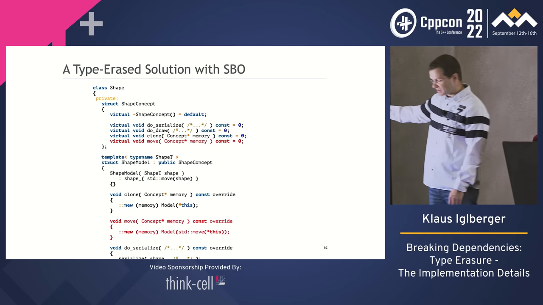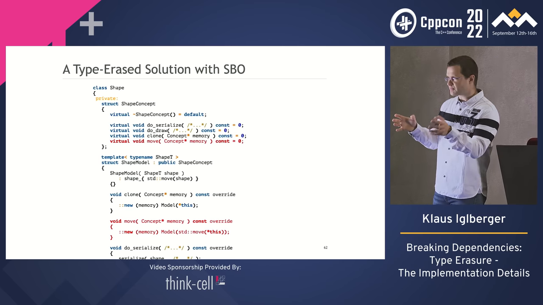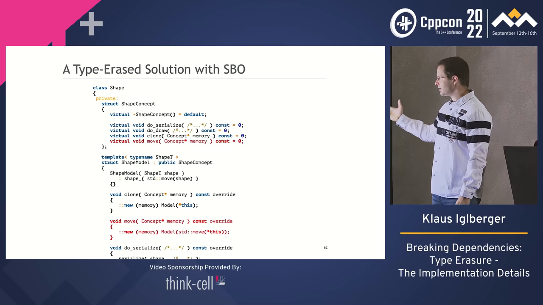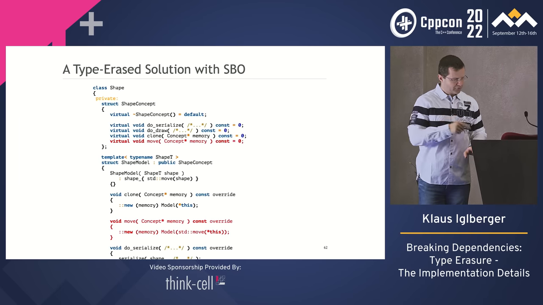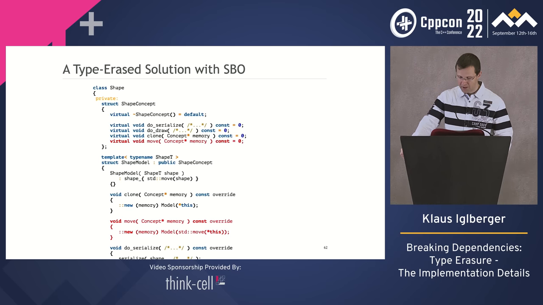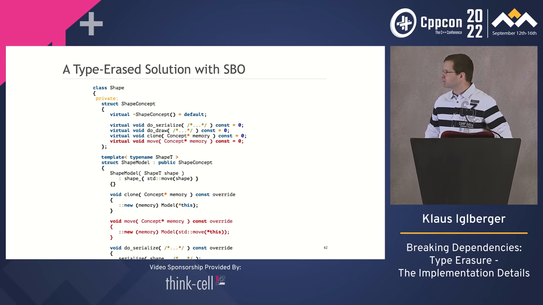Note, just to avoid misunderstandings, I do not move the memory. That is fixed. This is now this buffer. I move what's inside the memory. So if this is a circle or a square, there's not a lot I can do. This stuff will be copied. But if we would have a shape with something movable, something move-worthy, then this would be moved efficiently.